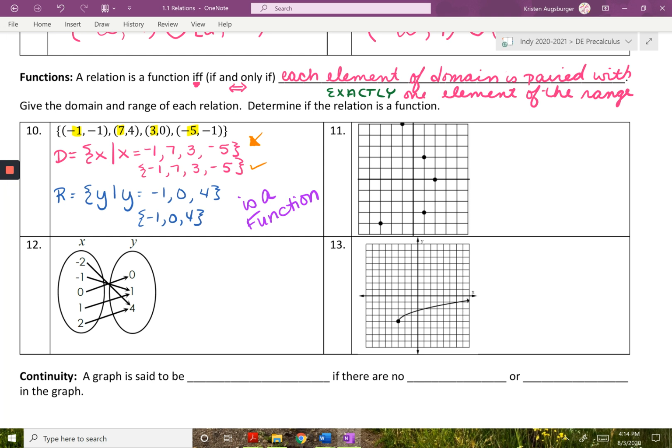Now, for number 11, I'm going to tell you right now, this type of setup represents the most missed question whenever we go over domain and range of functions or of relations. And that is because if you look at this, how are these numbers represented?